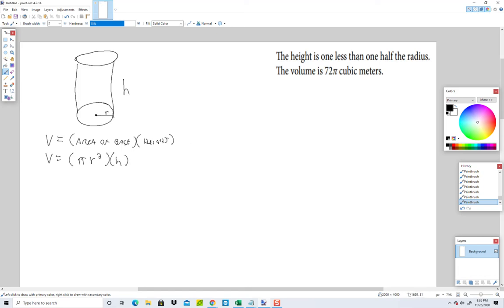Now let's take a look at this a little bit closer. We've got the height, and we've got the radius. And they tell us the height is 1 less than 1/2 the radius. So the height is being put in reference to the radius. You have to look and see which one it's being put in reference to. This one will be the r, and now we have to think about what this means.